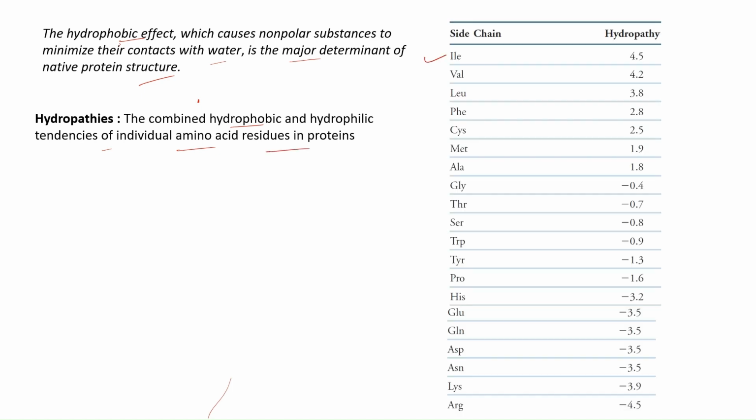This is the list of amino acids with their hydropathic nature. For example, isoleucine. So, isoleucine is much more hydropathic compared to valine. Valine is 4.2, leucine next highest. This is the list of the amino acids with their hydropathic nature.